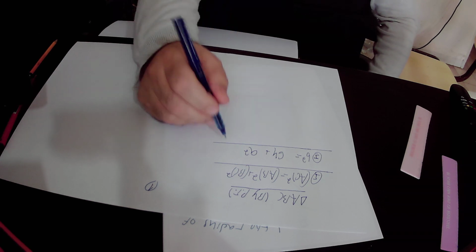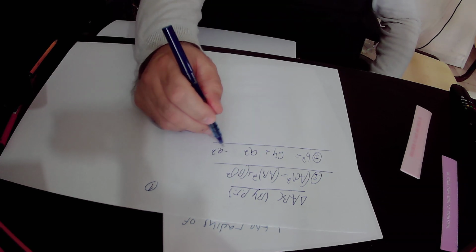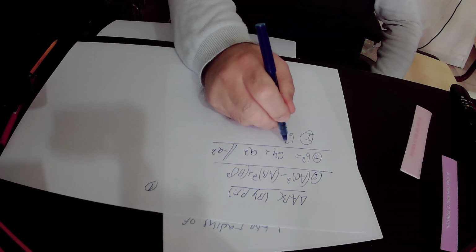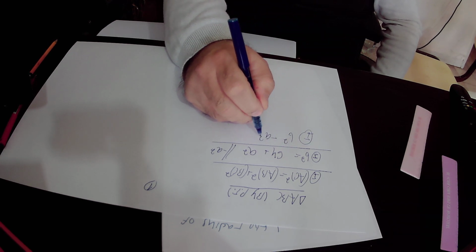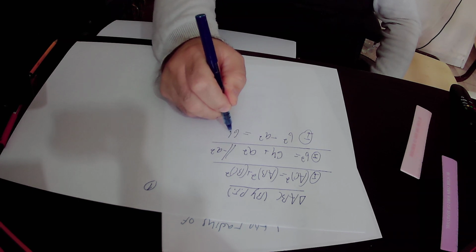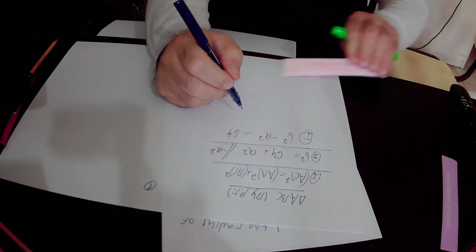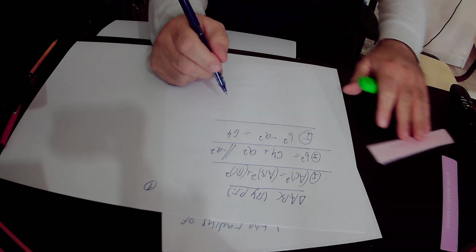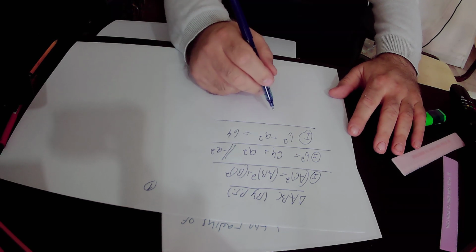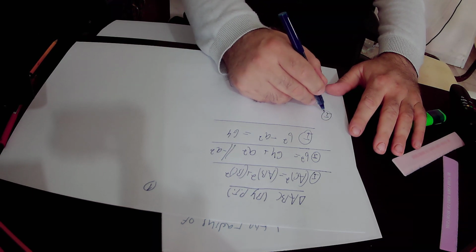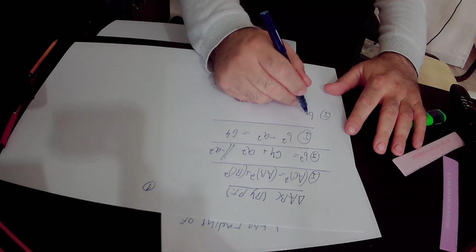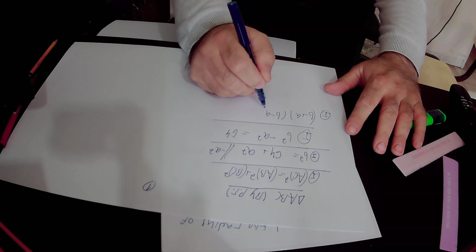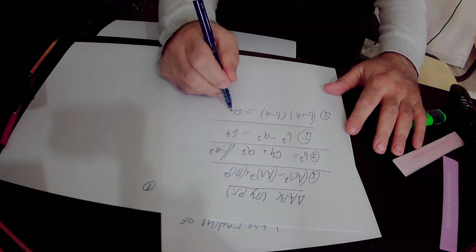Here we subtract A squared from equation number 1, and we get that B squared minus A squared equals 64. Okay, B squared minus A squared equals 64. We use the algebraic identity that states that B squared minus A squared is actually equal to B plus A times B minus A, and it is equal to 64.